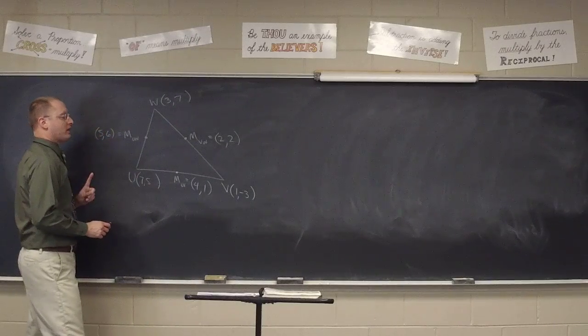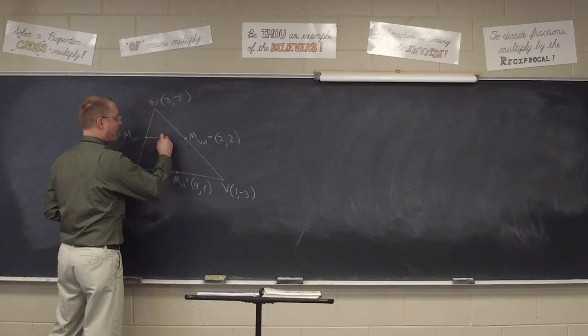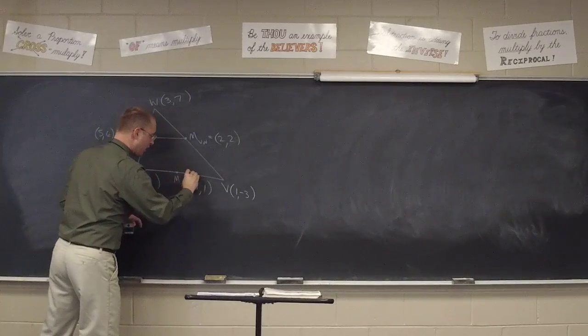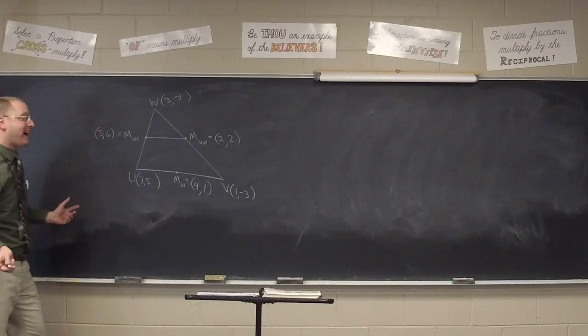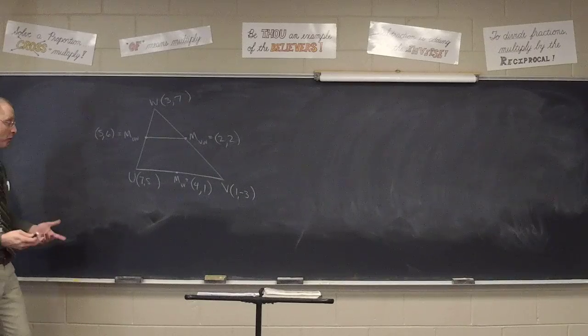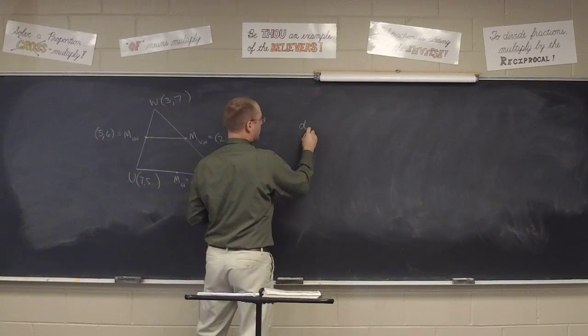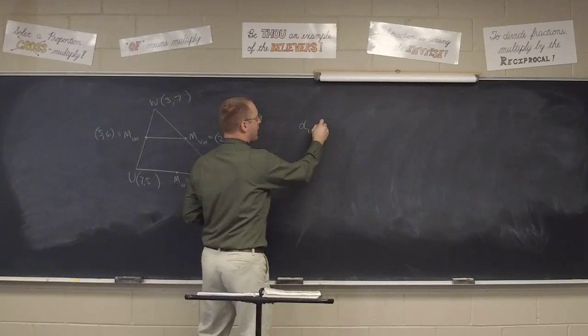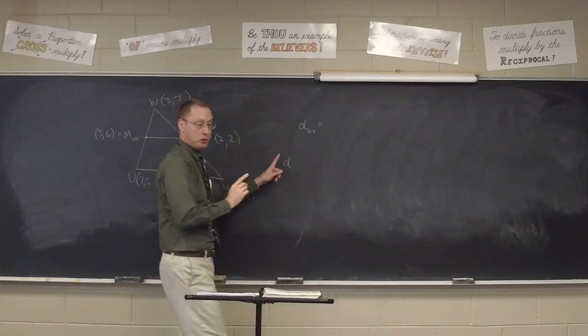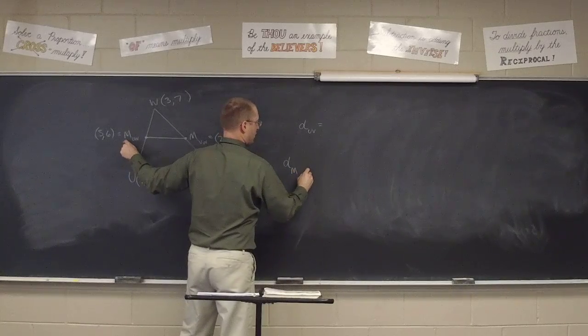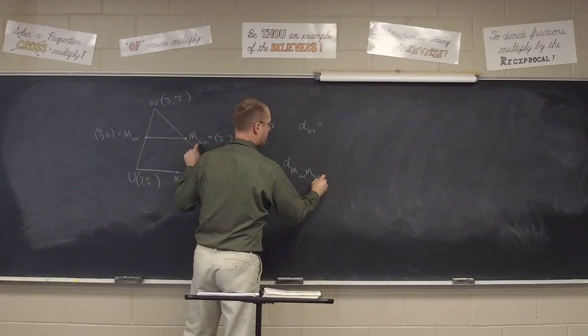All right, it wanted us to show that this no-name line is half of this line. Well, to show that it's half, that means we're going to have to find the lengths of both lines. So we're going to need, check out the notation here, to find the length of UV, and we're going to need to find the distance from the midpoint of UW to the midpoint of VW.